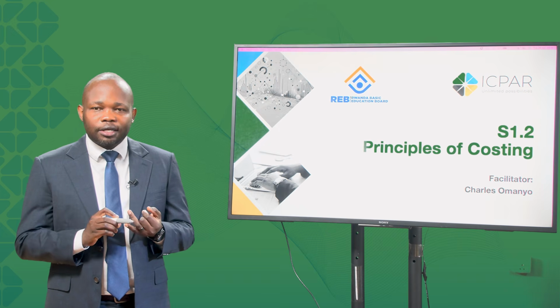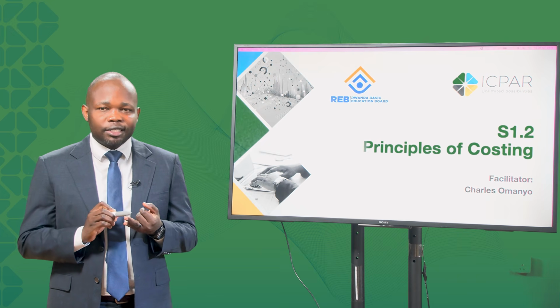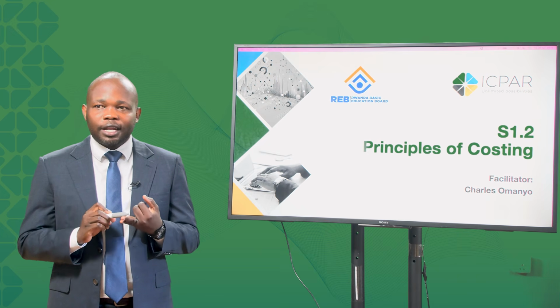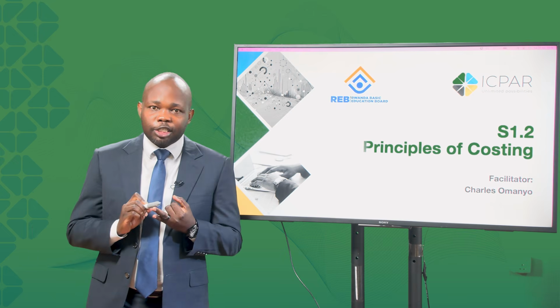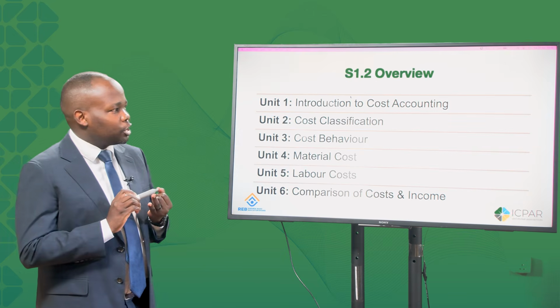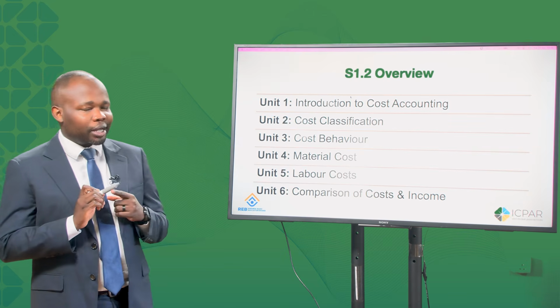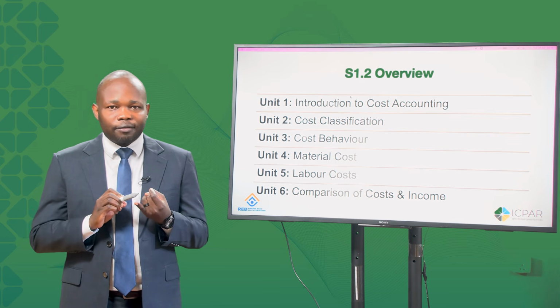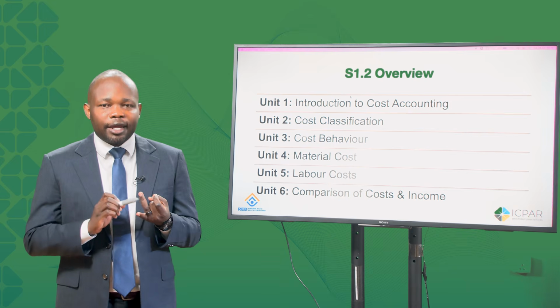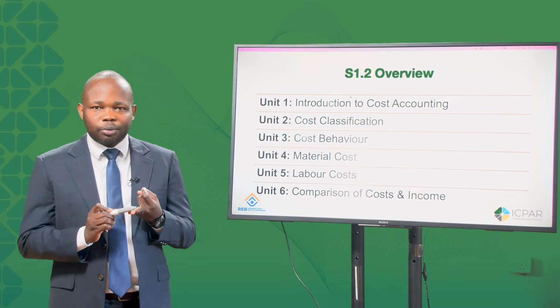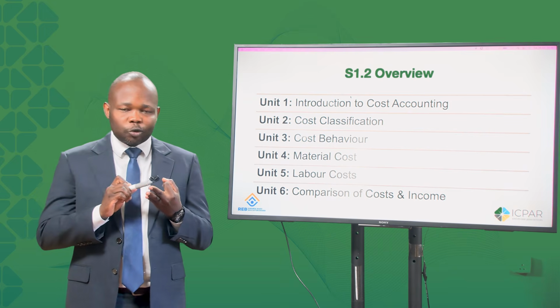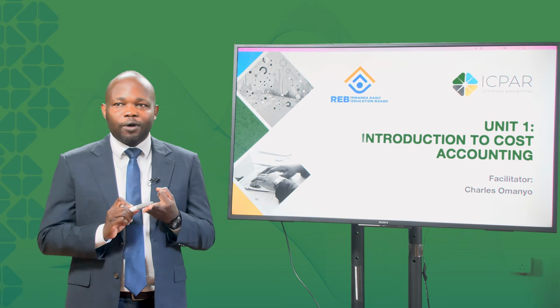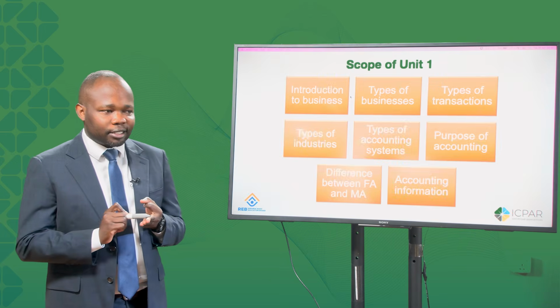Principles of Costing is one of the 3 units that we cover in Certified Accounting Technician Stage 1. In Stage 1, we have 3 papers. Number 1, S1.1 Recording Financial Transactions, S1.2 Principles of Costing, and S1.3 Effective Working in Accounting and Finance.